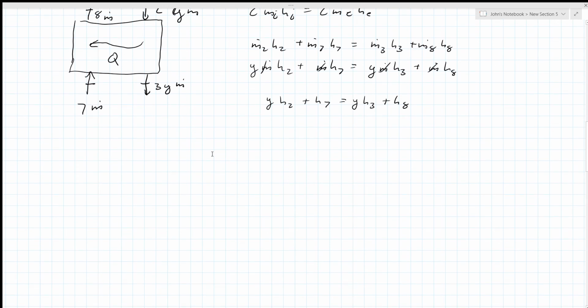So next is the valve, isenthalpic, H3 equals H4. So now the condenser.